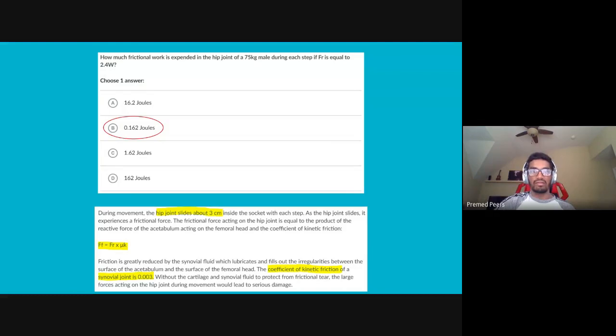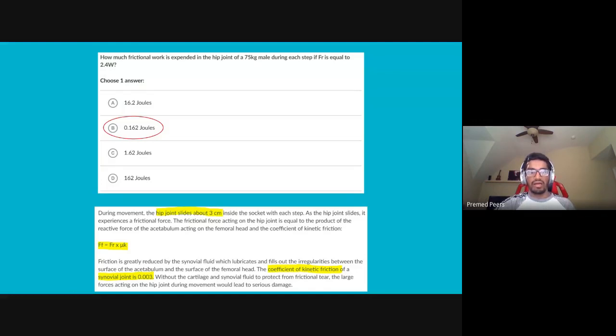So we have 2.4 times 750 times 0.003. And so we get 5.4 newtons as a frictional force. However, we need to look at the work.